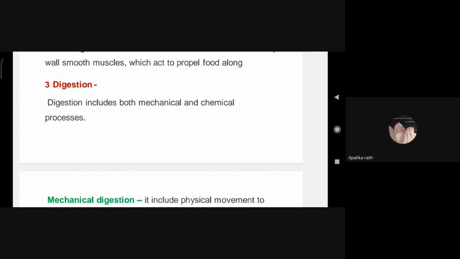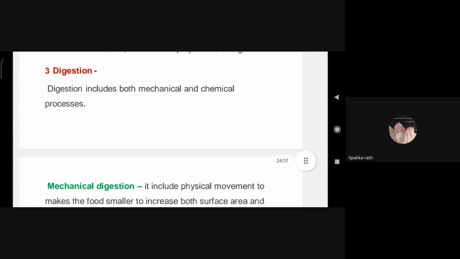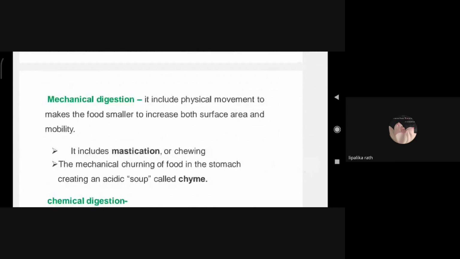So peristalsis is a mechanical process, and a chemical process occurs when the bolus comes to the stomach. Then different chemicals are released to break down the food. So digestion is both a mechanical and chemical process. We will learn it in detail now. How mechanical? It includes physical movement to make the food smaller, to increase both surface area and mobility.